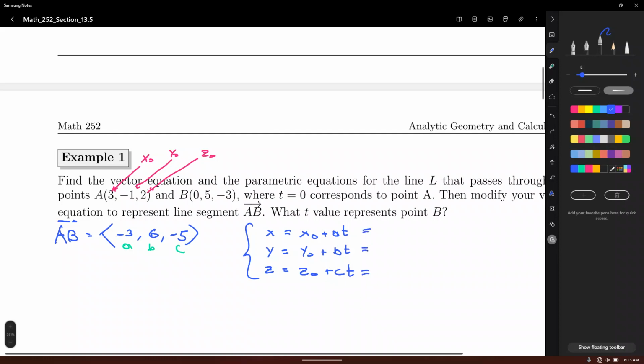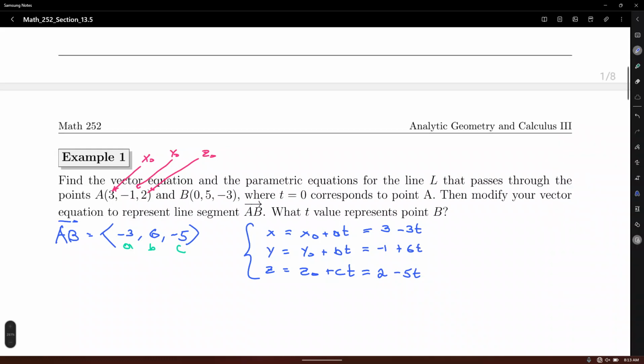So this x naught, y naught, z naught are the coordinates of the initial point. That is 3, -1, and 2. And then a, b, and c are the components of the direction vector. That is -3t, 6t, -5t. Right? So that is our vector valued function in parametric form.